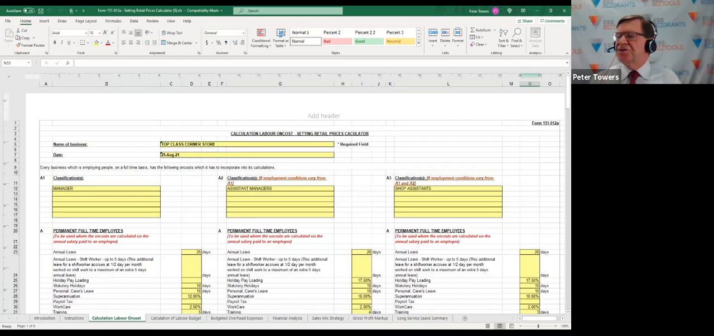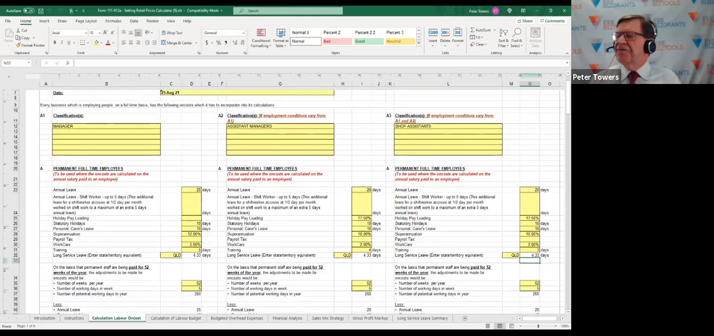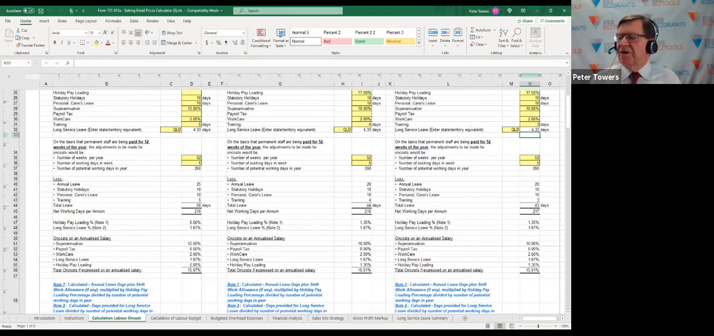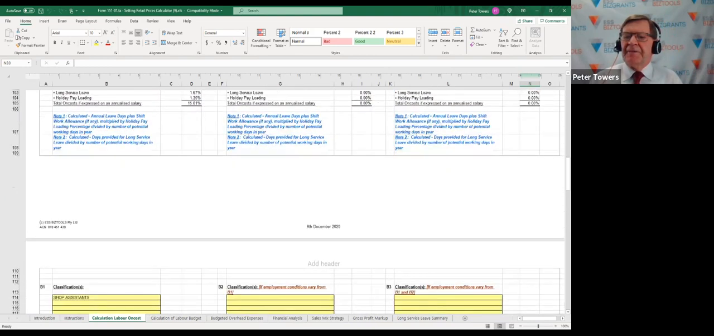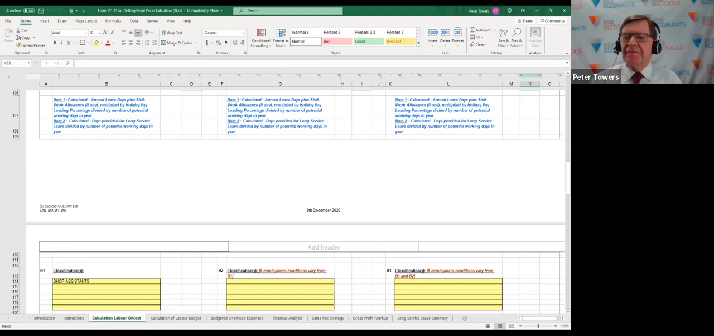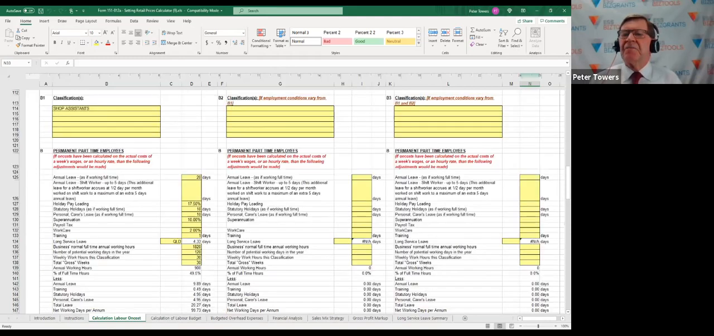And then we have the shop assistants. They're slightly different because they're having 3 days training a year, and their on cost works out at 15.01. In fact, they're very, very similar to the category before. Then we've got the office manager, and there are not many variations there. 20 days annual leave, the holiday pay, and so on. Then we've got provision for the permanent part-time employees, shop assistants.